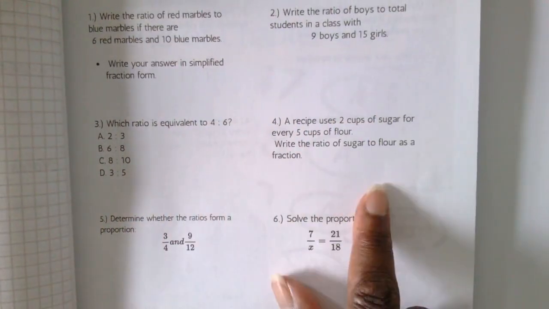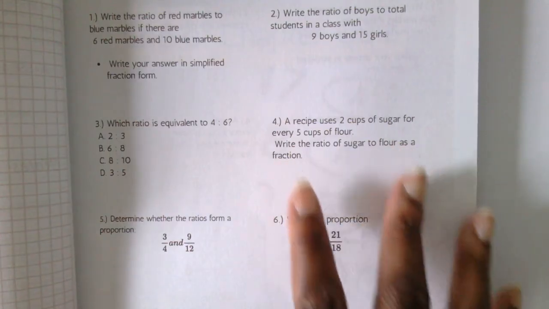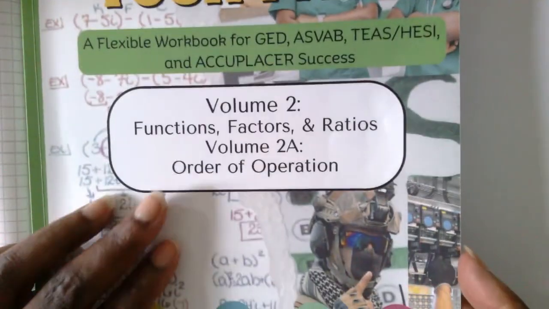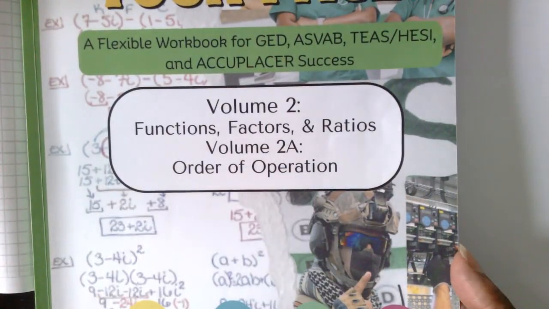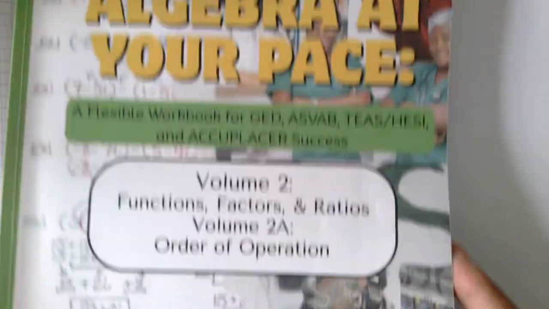Volume 2, we take it a step further. Some of the questions that I have are more word problems, like you will see in the arithmetic reasoning for the ASVAB, and also you will see with your GED. Okay? So if anything, you have all of your functions, your factors, your divisibility rules, ratios and proportions, as well as order of operations. That's why it's thicker than a Snickers.